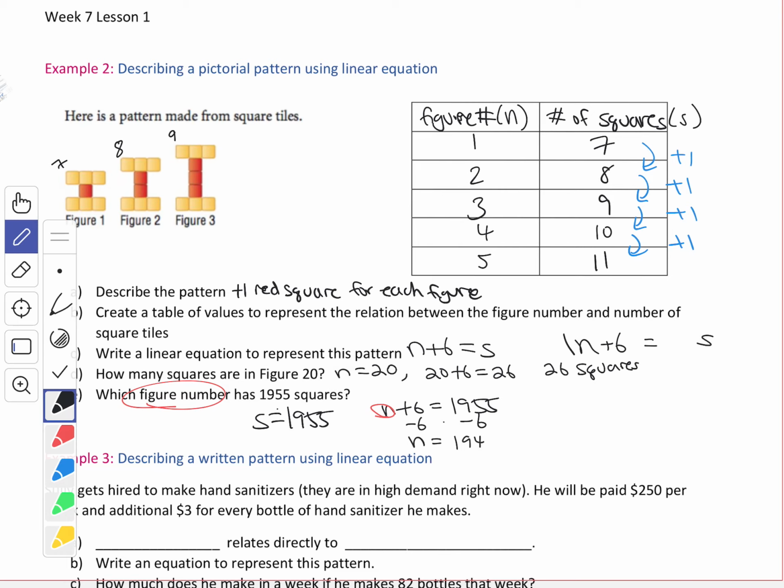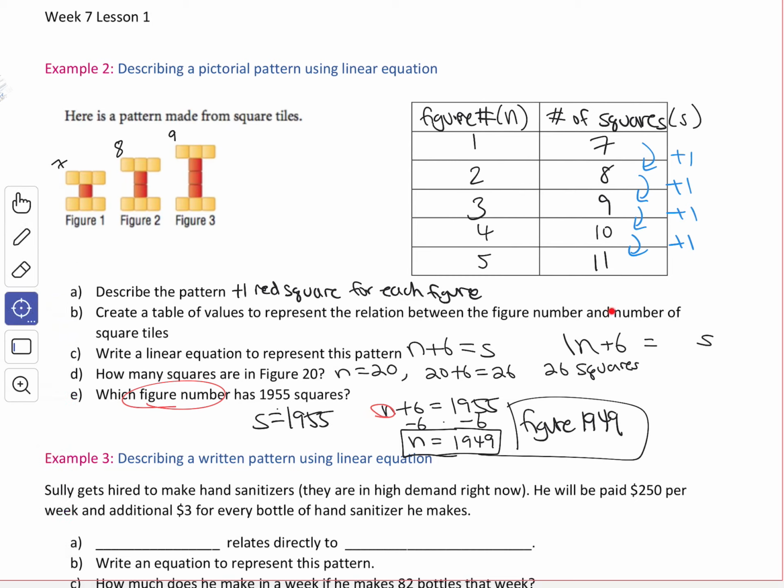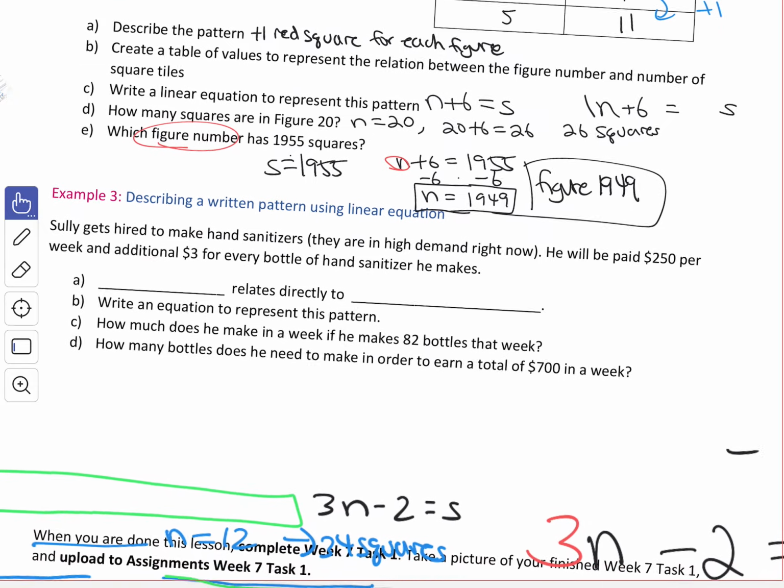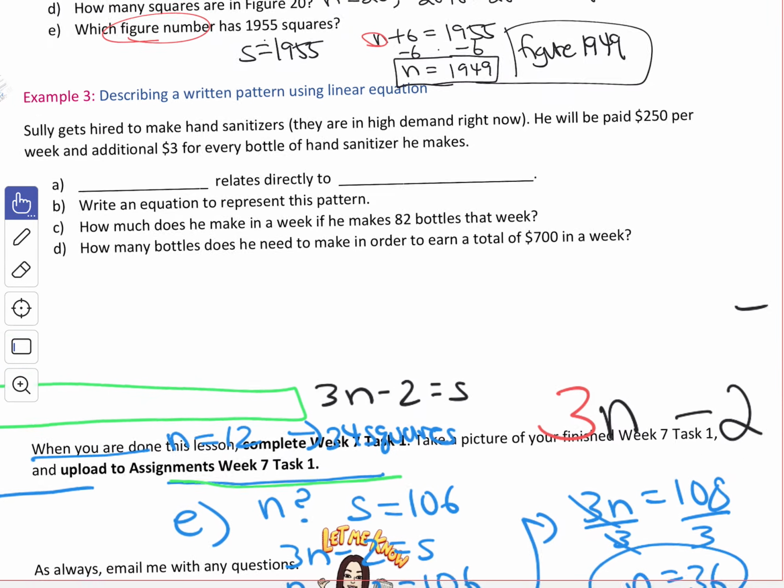Okay, in order to do that, we just isolate for n. N is equal to 1,949. Okay, so it is going to be at figure 1,949 that is going to have 1,955 squares. Okay, so again, we use the same method to come up with our linear equation, and we use this linear equation to help us solve questions like D and E.